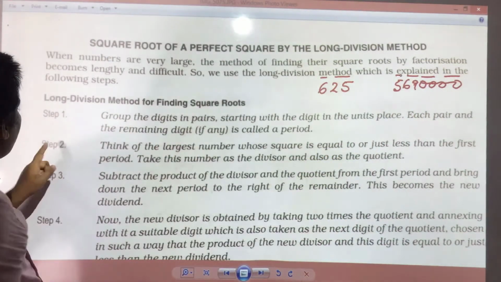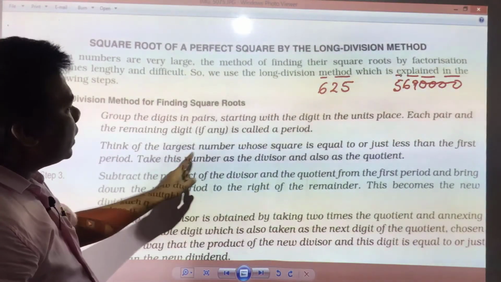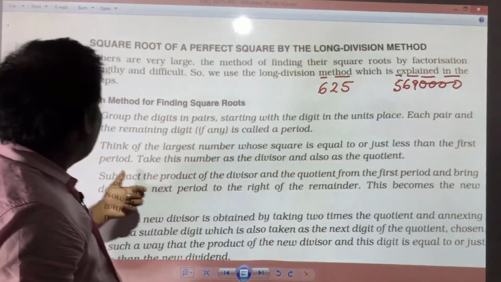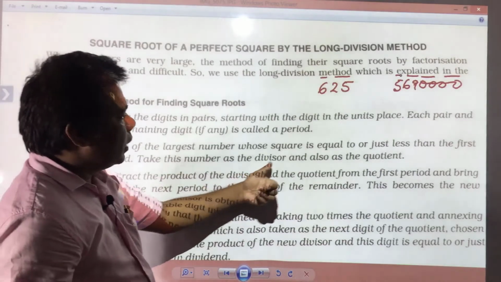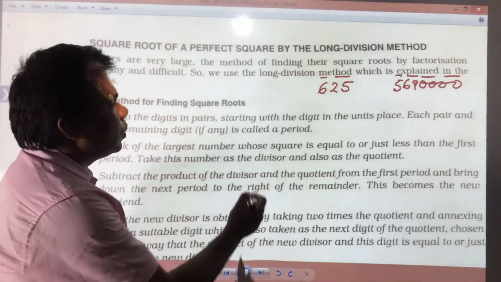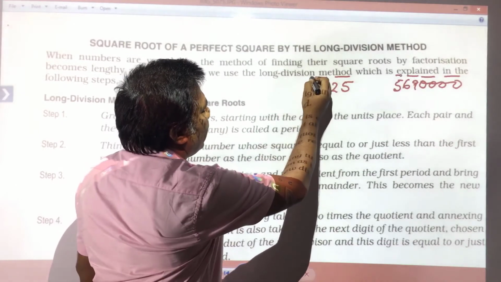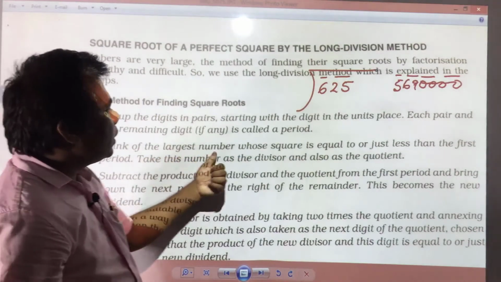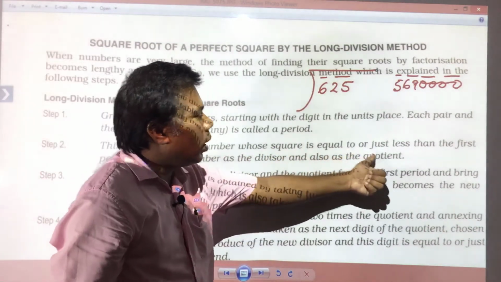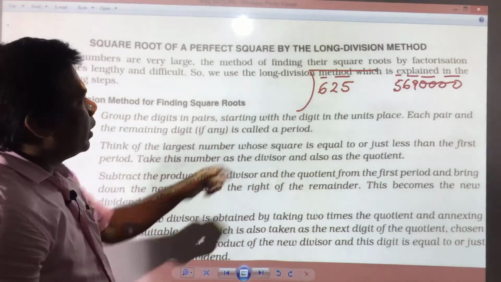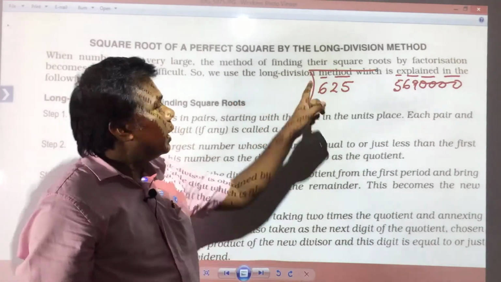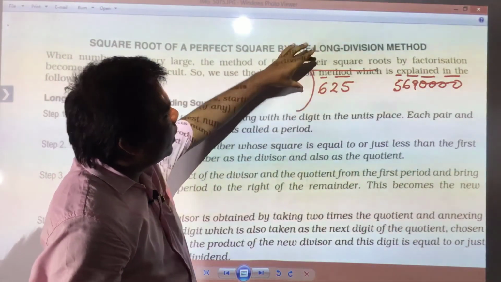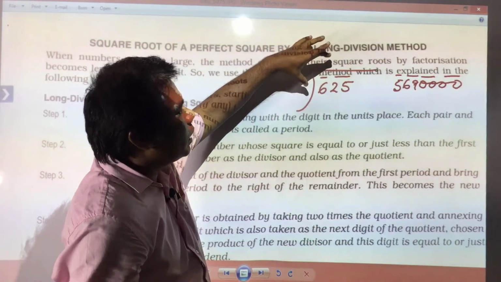Next step: think of the largest number whose square is equal to or just less than the first period. Take this number as the divisor and also as the quotient. Suppose we take the number 625. We need to think of the largest number whose square is equal to or just less than the first period. Here you have 6. You have to think of the divisor yourself. Whatever number you put in the divisor, the same number must be kept in the quotient also.